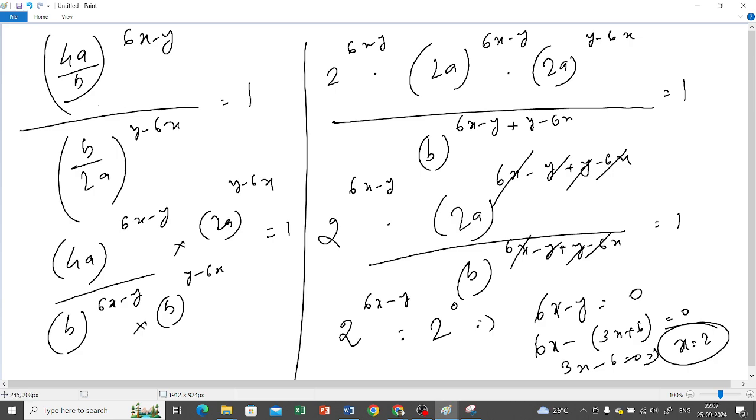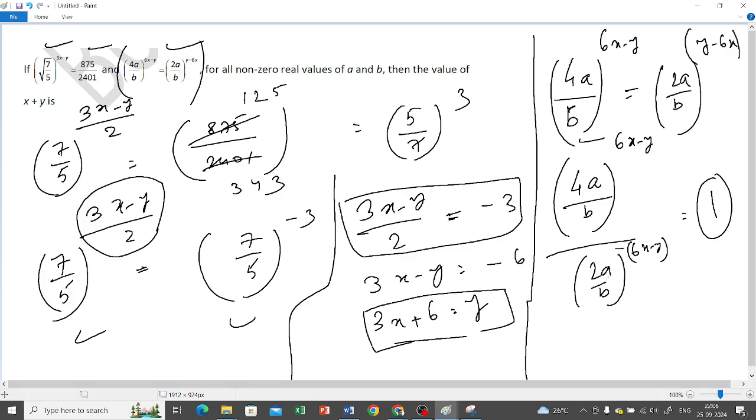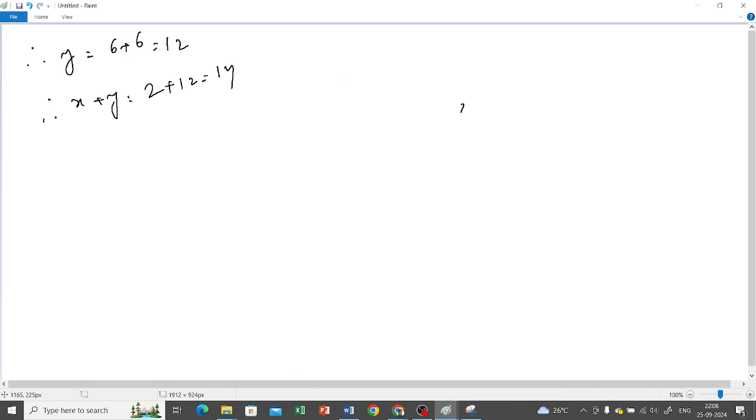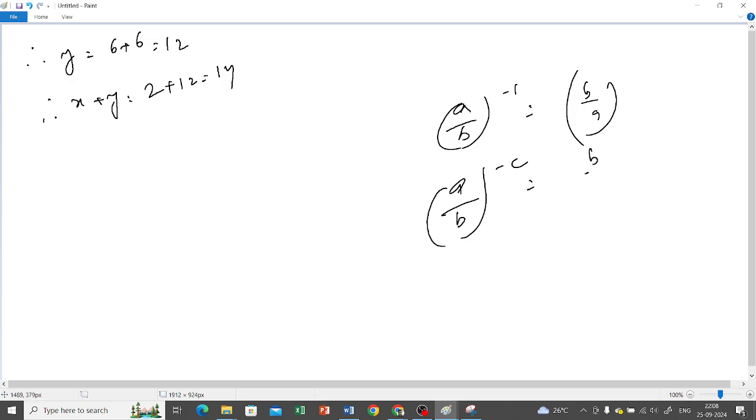Okay. Now see 4a by b to the power 6x minus y by b by 2a to the power. Now why b by 2a? You see 2a by b to the power minus 6x by 5. So because of this minus, this thing will become reciprocal. Do you know this rule or not? Tell me. Do you know this rule that a by b to the power minus 1 is b by a? Yes, sir. a by b to the power minus c is equal to b by a to the power c. Shrutama, do you know this rule or not?